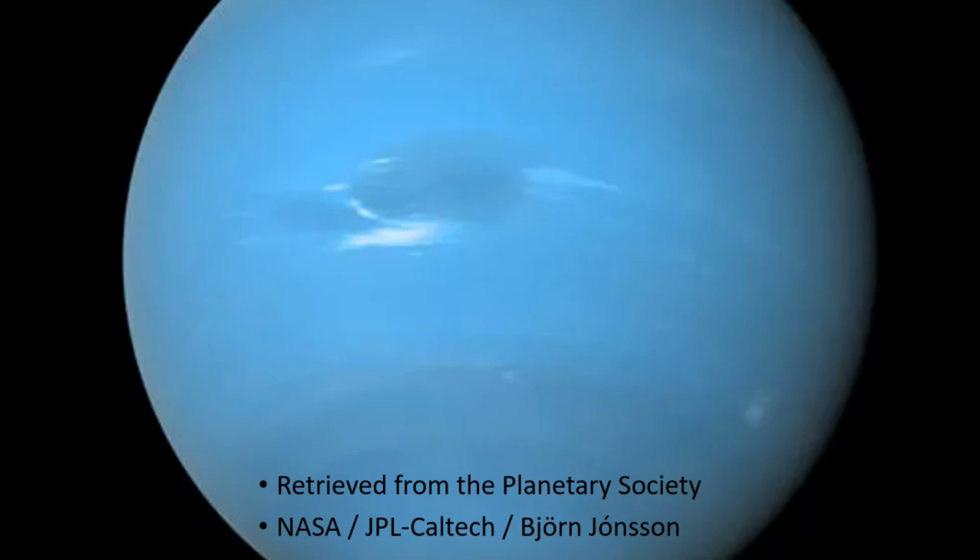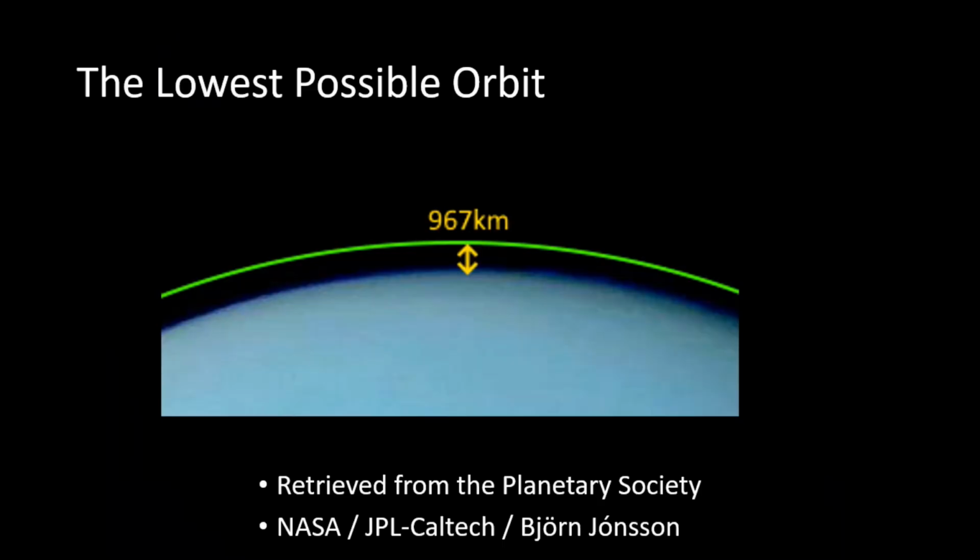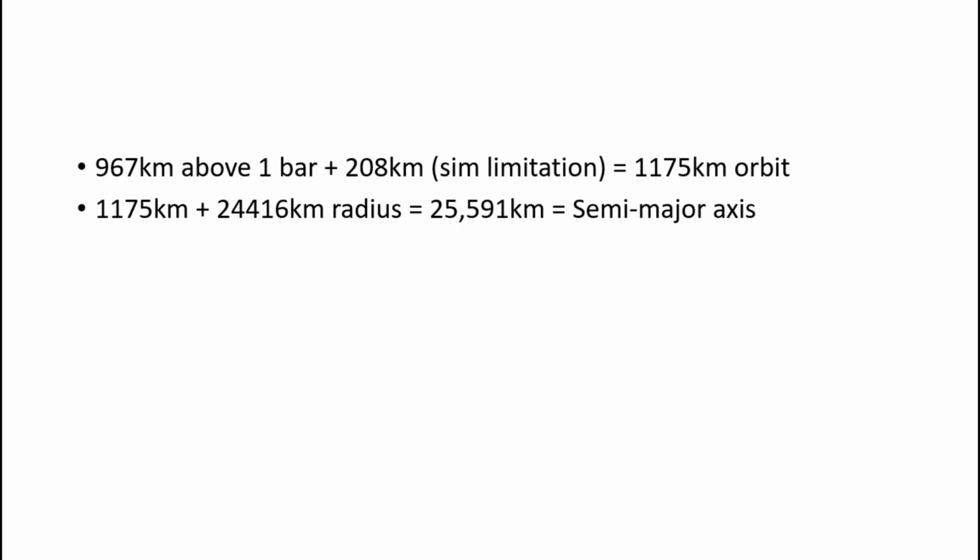Over the years, I've developed a 7-phase flight plan. Here is the plan for Neptune. The first step is going to be to set ourselves up in the lowest possible orbit that we can make to minimize the entry velocity. That's the altitude where the atmospheric density is about 3 times 10 to the minus 10 kilograms per cubic meter. For Neptune, that corresponds with an altitude of about 967 kilometers above the 1 bar level. For our simulation, we're actually going to need to add 208 kilometers since Orbiter doesn't allow negative altitudes.